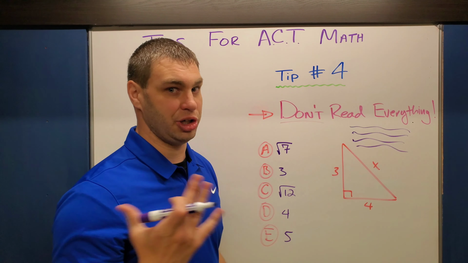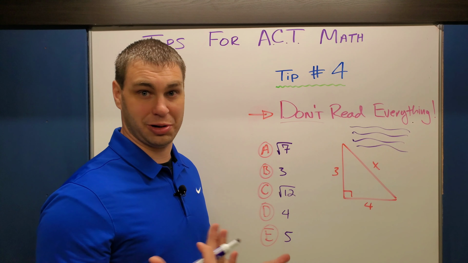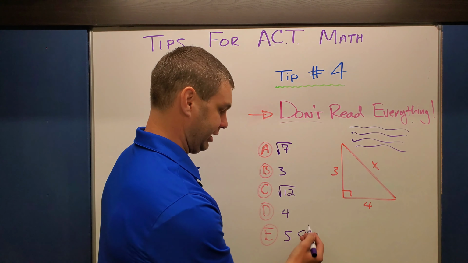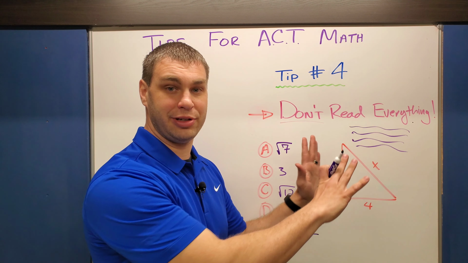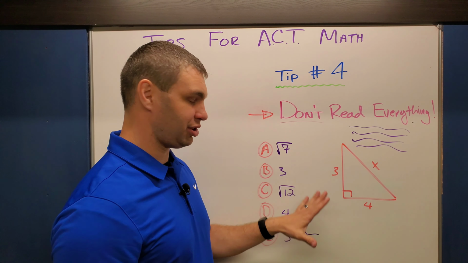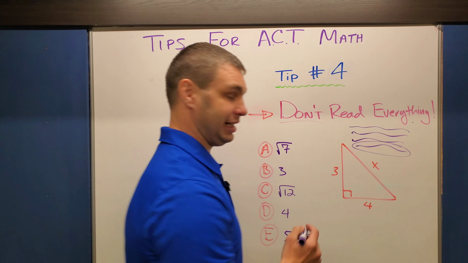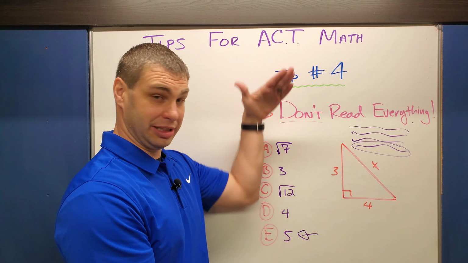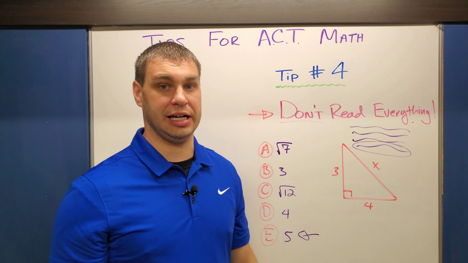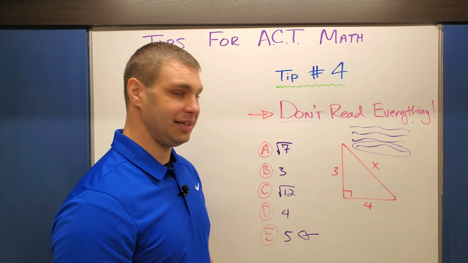Just looking at the picture, you know right away, if you know what a 3, 4, 5 right triangle is, the answer has to be 5. So don't waste your time reading everything. Just maybe look at the picture or the diagram. Now, there are some instances where you might have to read that last line and see what the question is asking if it's really long, but that last line is usually enough in the math section of the ACT to get you what you need.